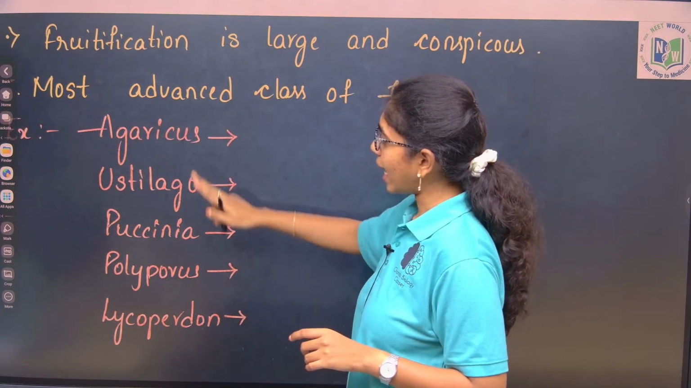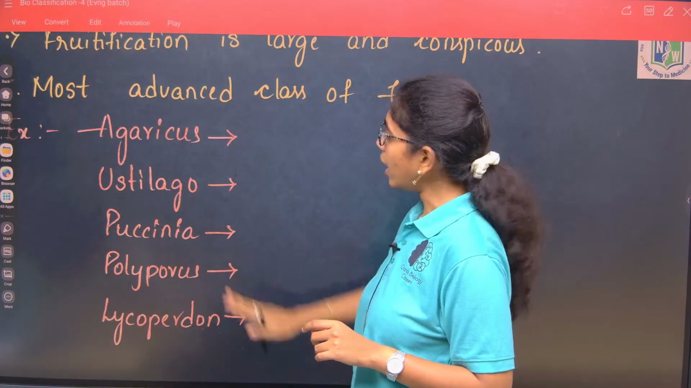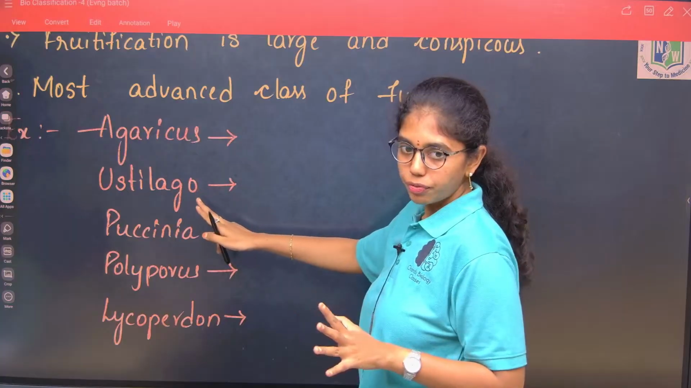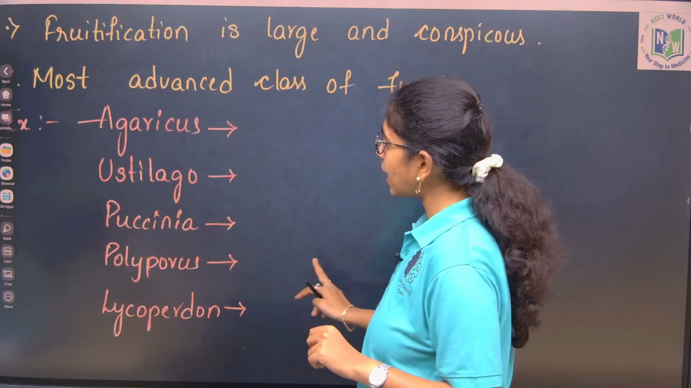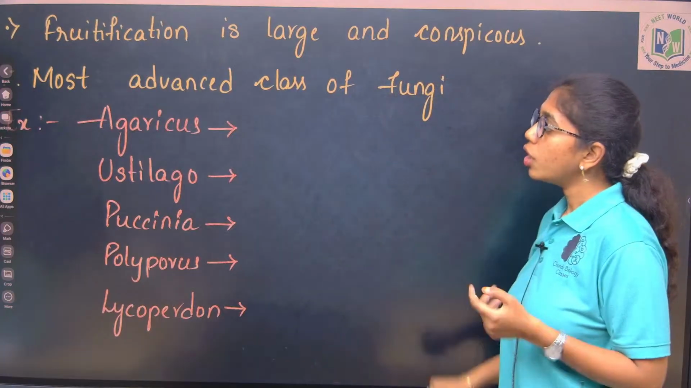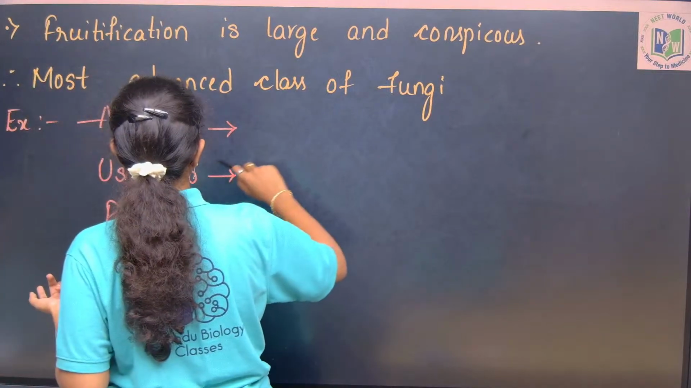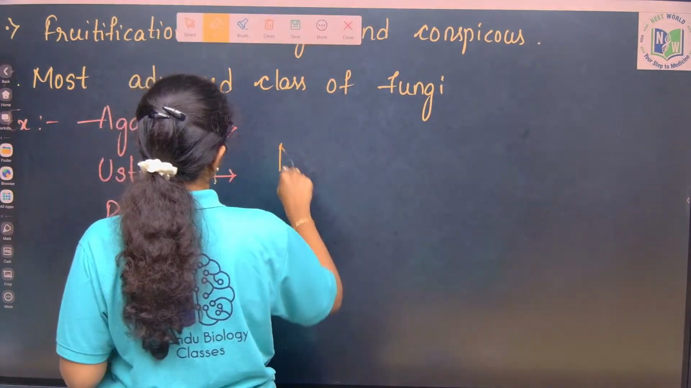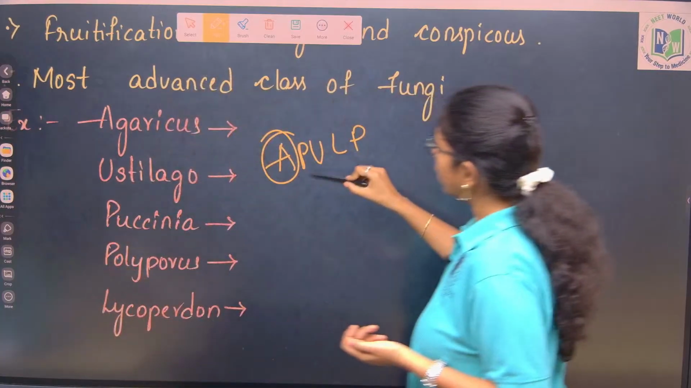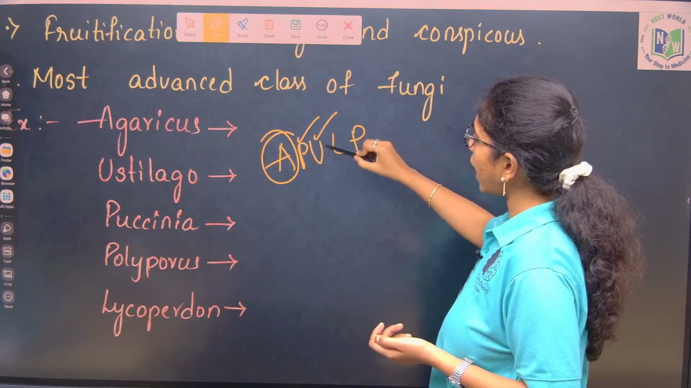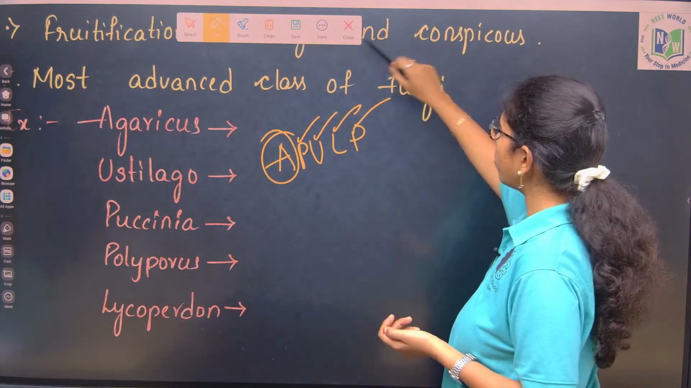Examples include Agaricus, Ustilago, Puccinia, Polyporus, Lycoperdon. Ustilago is a smut fungus, Puccinia is a rust fungus. These are the examples under basidiomycetes. You can remember them with the mnemonic A PULP: Agaricus, Puccinia, Ustilago, Lycoperdon, Polyporus.